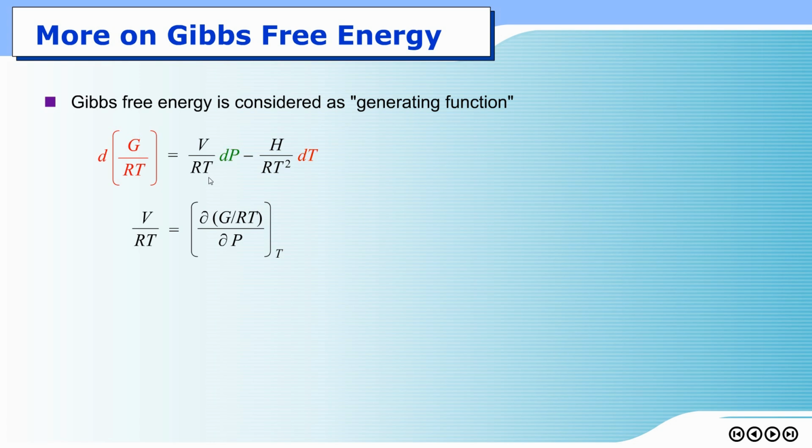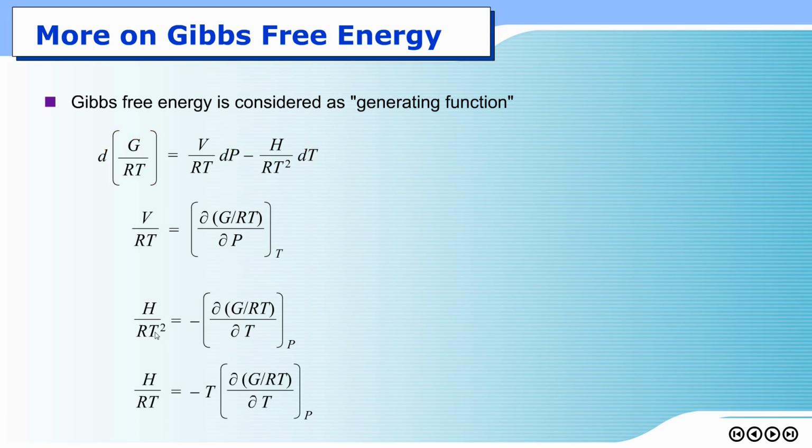Then I repeat the process, take the system to be constant pressure, and then this term will be dropped, and then remove this dT to the left hand side, writing another relationship. You get d of G over RT with respect to temperature at constant pressure to be equal to H over RT squared. You can move minus sign to be in front of this term, okay? Then move one of the temperature to the right hand side.